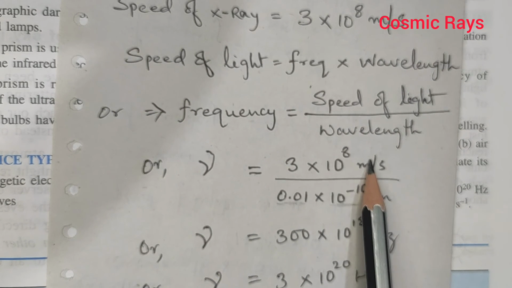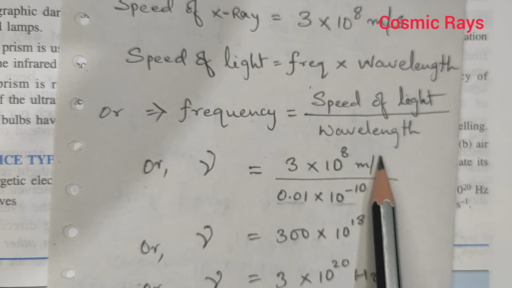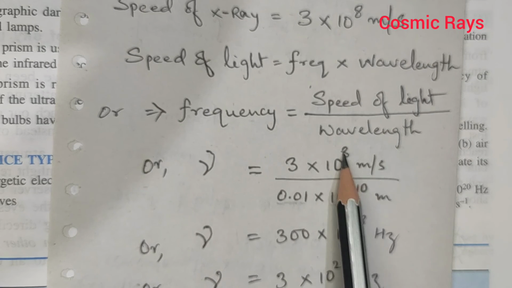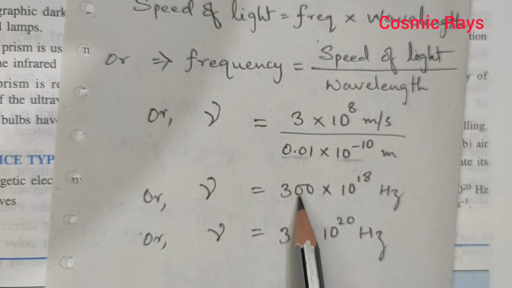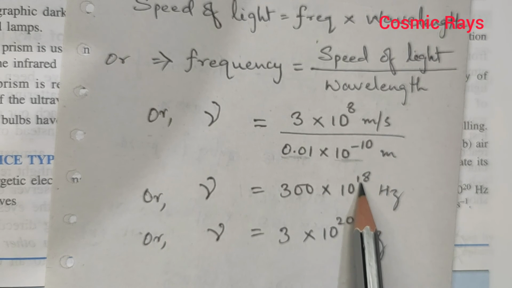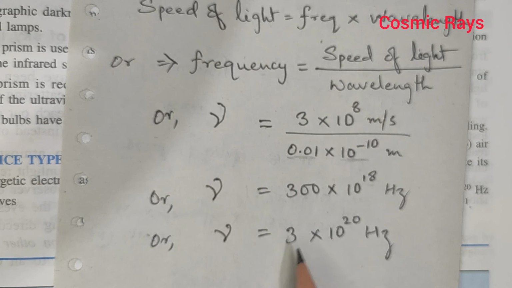Minus 10 going up becomes plus 10. So 10 raised to the power 8 multiplied by 10 raised to the power 10. So 10 plus 8, 18. Now these two zeros also we take and write as the power of 10. So it increases by 2 because we have two zeros, and we get the frequency as 3 multiplied by 10 raised to the power 20 hertz.